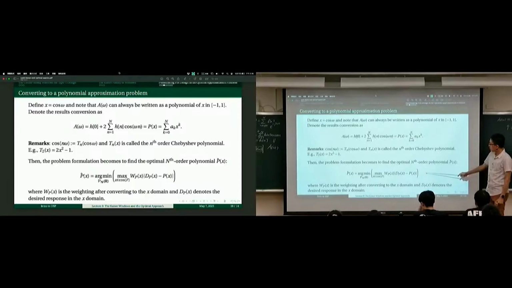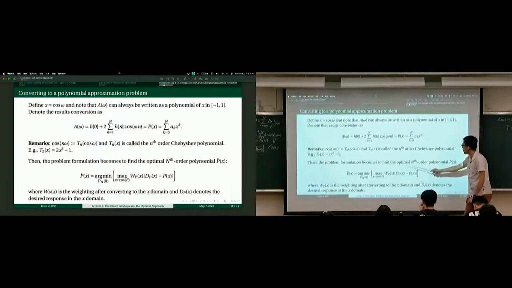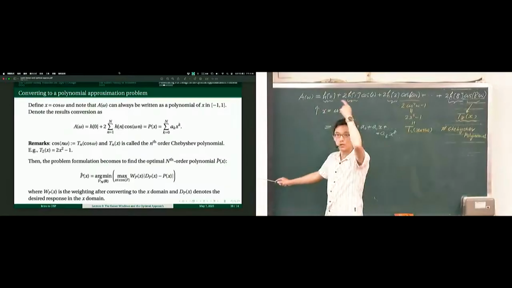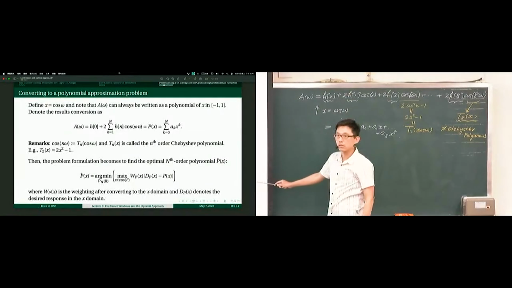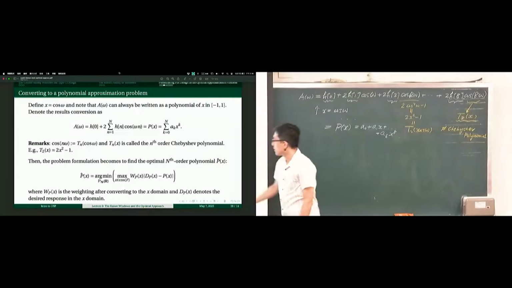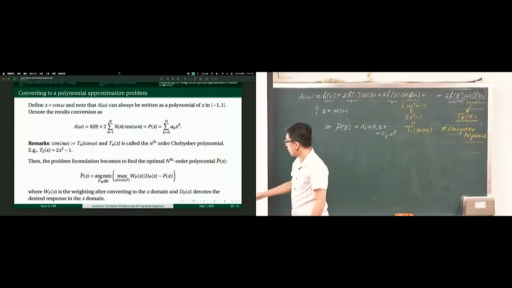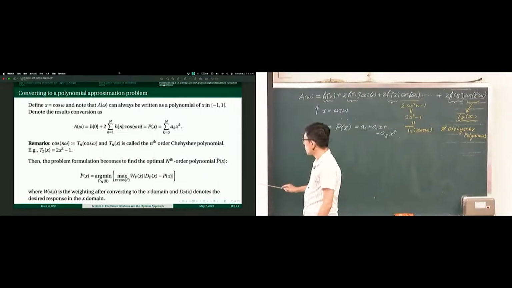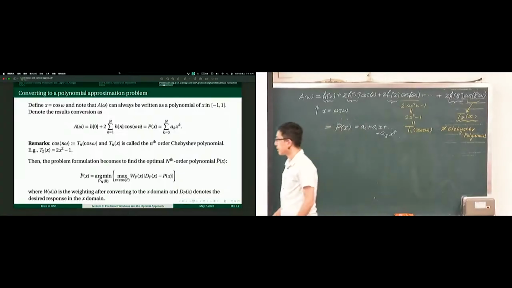Okay, so now the problem formulation becomes to find the optimal nth order polynomial, denoted as p hat, with a hat on top of p. Usually we use the hat to denote the best performance. Hat is your estimation, hat is your best performance. So we want to find that unique, it turns out to be the unique, optimal polynomial under nth order. Find the best one which satisfies the way we read it. So I'll read it for you. Okay, this is the way we read it.